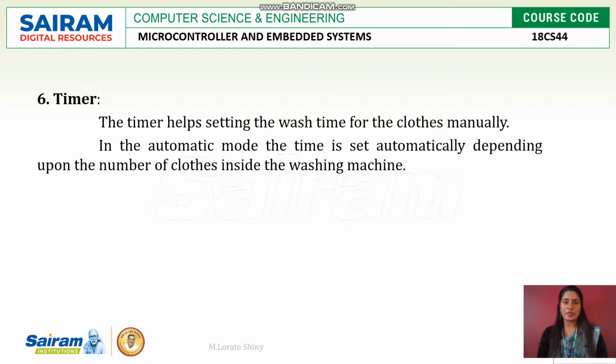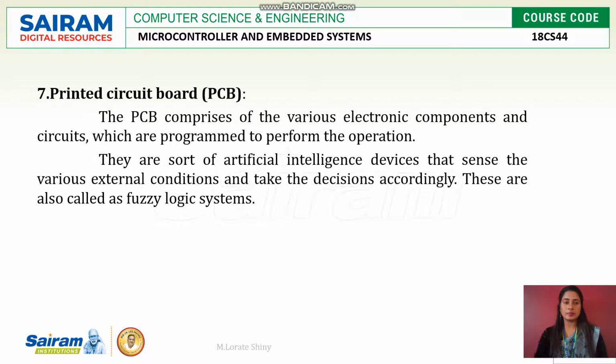Next one is the timer. The timer helps us to set the wash time for clothes manually, but in automatic mode the time will be set automatically depending on the clothes loaded inside the washing machine.